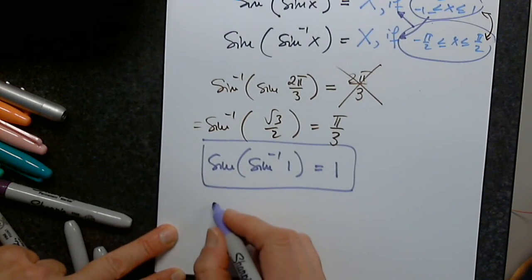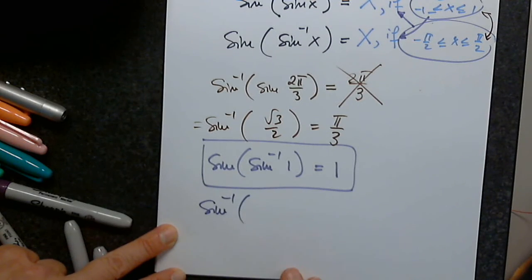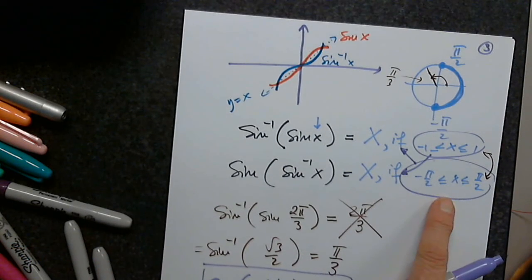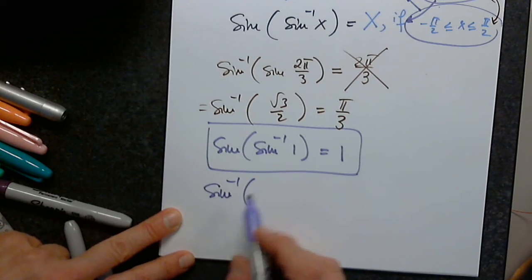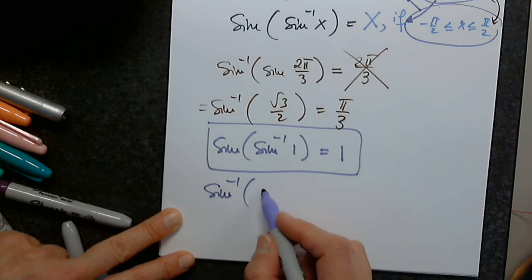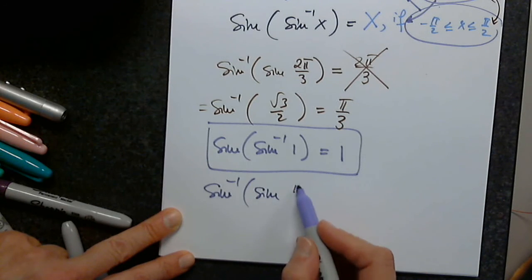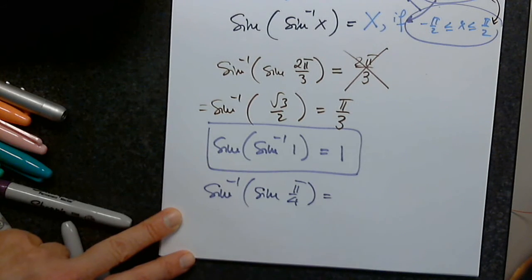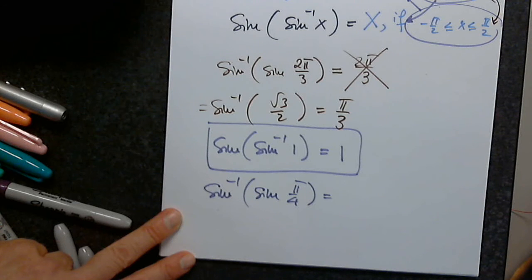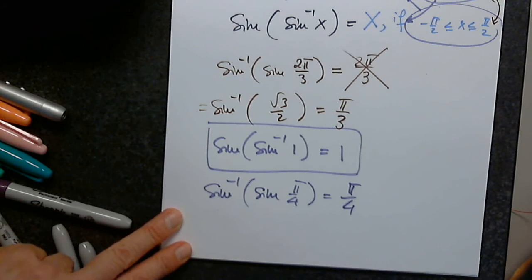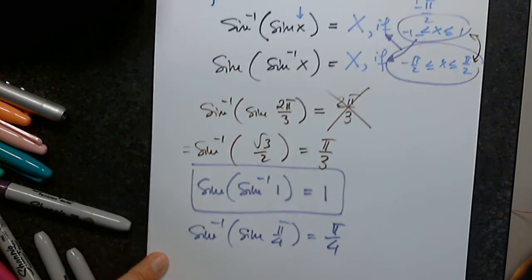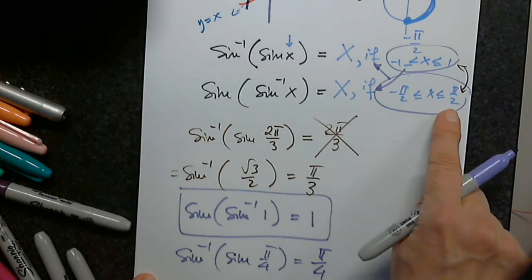Here, another example. Sine inverse of sine pi over 4. What will you be tempted to write? Pi over 4. Yes. Is that correct? Is pi over 4 between negative pi over 2 and pi over 2?